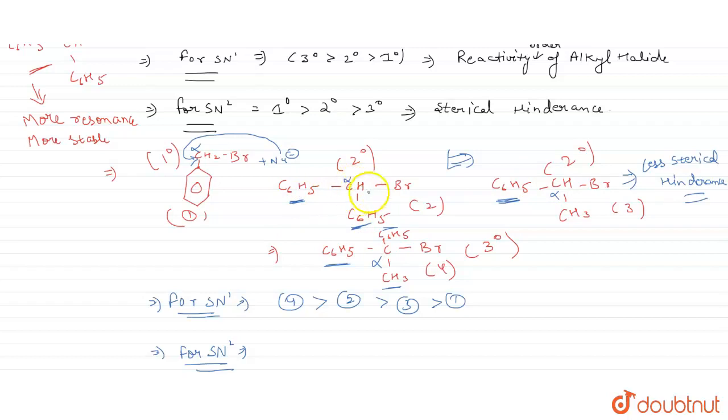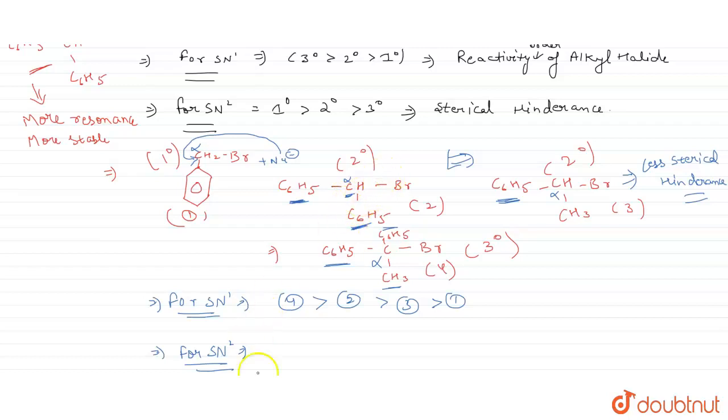So this 2 degree will be less reactive than this one, because there is less chance of the nucleophile attacking this carbon, as there is more steric hindrance. There will be difficulty for the nucleophile to attack this carbon from the back, because these two big C6H5 groups don't allow the nucleophile to attack this carbon. I hope you are getting this. So this second compound will be less reactive because there is more steric hindrance, and more difficulty for the nucleophile to attack this carbon.